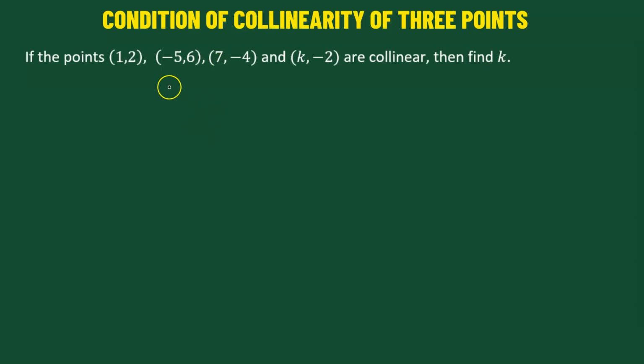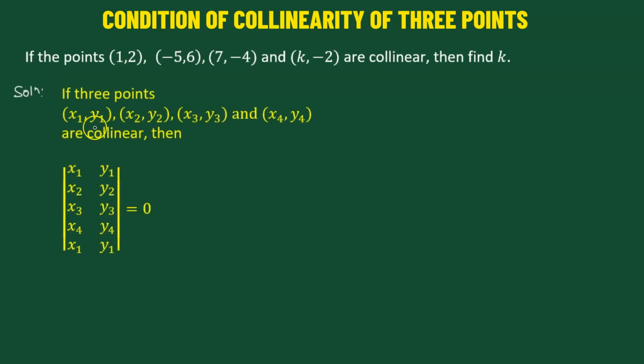So in this problem, we are provided with 4 points and these 4 points are collinear. We need to find out the value of k. So let us begin. Now, there's a condition if 4 points are collinear. So let's say we have 4 points denoted by x1, y1, x2, y2, x3, y3 and x4, y4. They are said to be collinear.